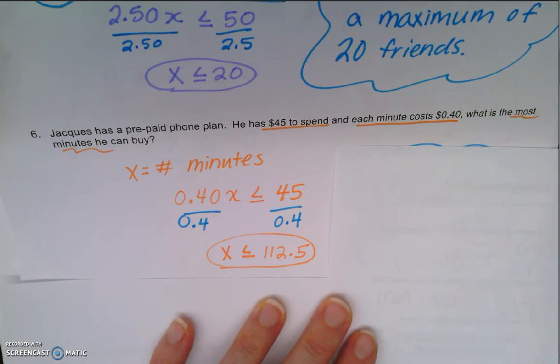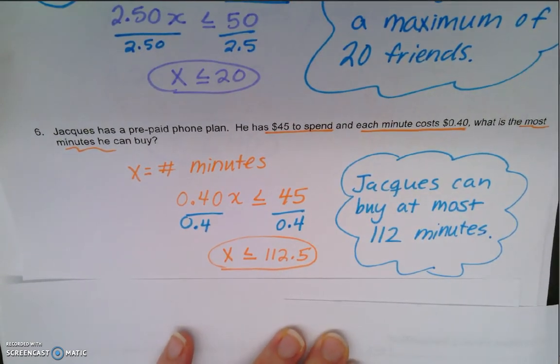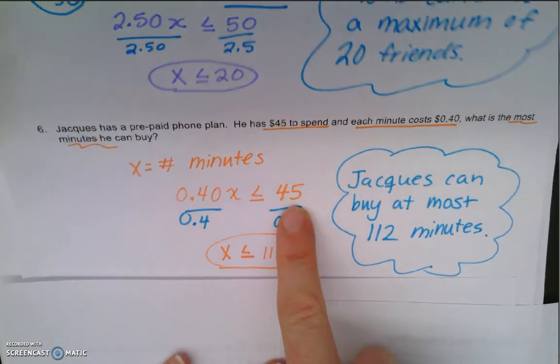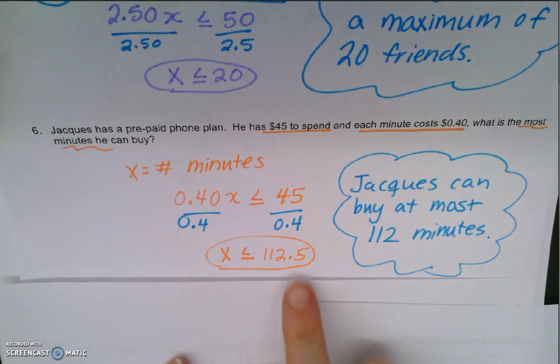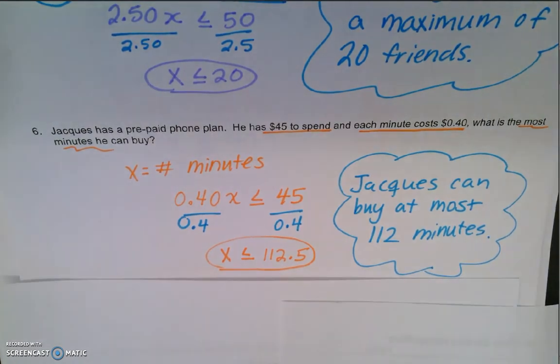So what is the most minutes he can buy? The most minutes he can buy is at most 112 minutes, because at 112.5, we spent $45, but at 113, it's too much. We don't have enough money. Great job. Let's go on to our last page.